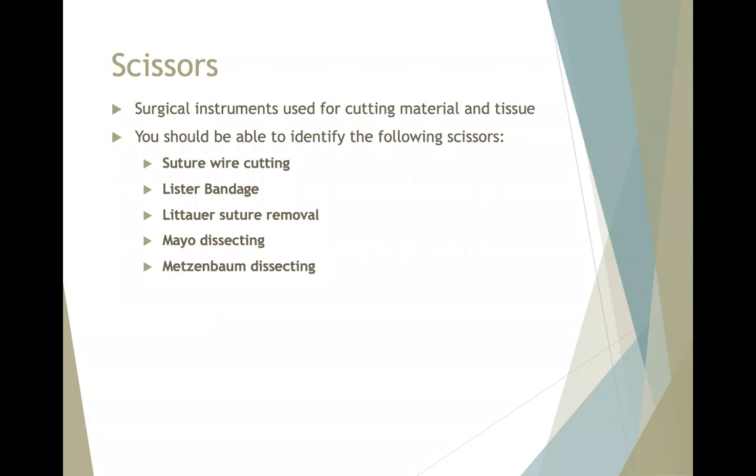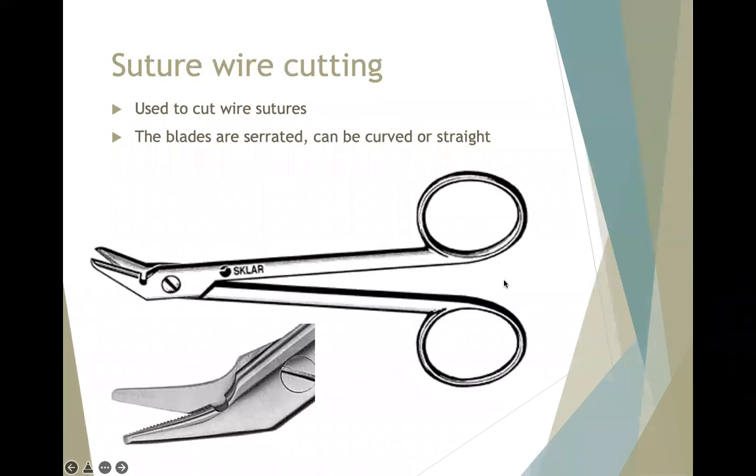So we'll go through suture wire cutting scissors, Lister bandage scissors, Littauer suture removal scissors, Mayo dissecting scissors, and Metzenbaum dissecting scissors. We talked about our Mayo and Metzenbaum in chapter 9 quite a bit. These are the most common scissors that you're going to see in surgery, Mayo and Metzenbaum. Now getting into our first scissors here, we have the suture wire cutting scissors, and they are what they sound like. We use these wire cutting scissors to cut wire sutures.